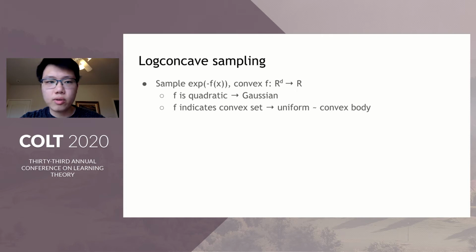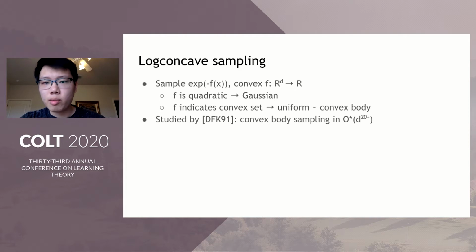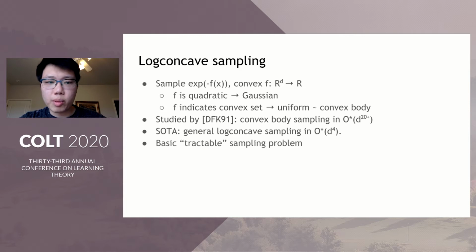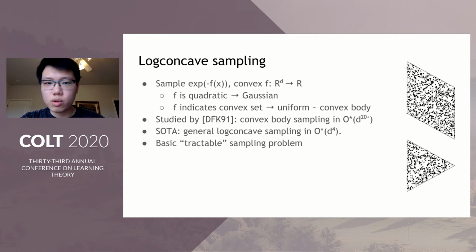a convex body. So this restricted problem of convex body sampling was studied by Dyer, Frieze, and Kannan in the 90s, and they gave a polynomial time algorithm for this. And since then, a variety of recent works have brought the more general problem of log-concave sampling all the way down to d to the 4 in runtime, in terms of number of oracle queries of f. And in this sense, log-concave sampling can be thought of as a basic tractable sampling problem, in the sense that it's a wide family of common distributions, which admit polynomial time samplers.